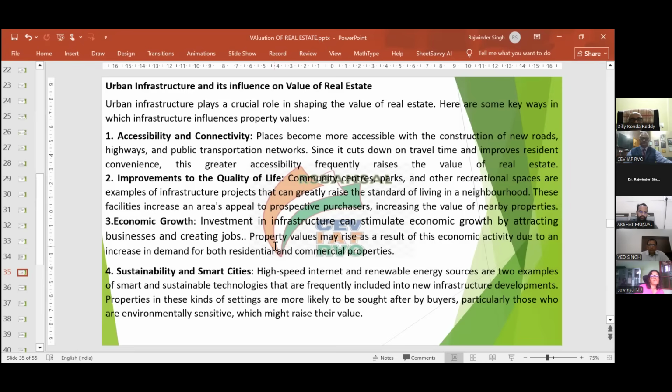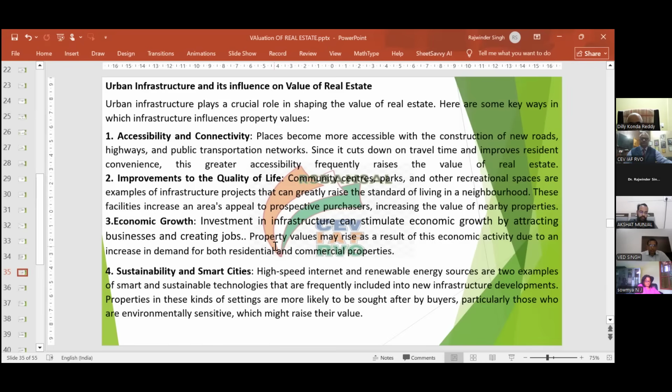Then improvement to the quality of life: community centers, parks, and other recreational spaces are examples of infrastructure that can greatly raise the standard of living in the neighborhood and thereby increase the value of the properties. Then economic growth, as we have already discussed, if the economy at the national, local, and international level is growing, then demand will increase and thereby values of the properties will increase.